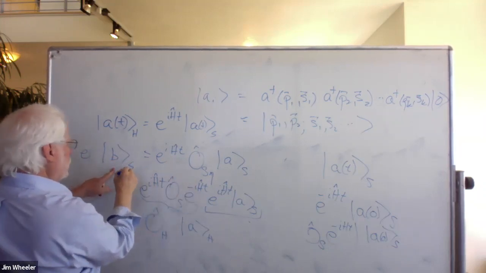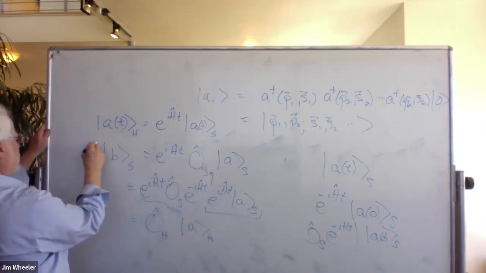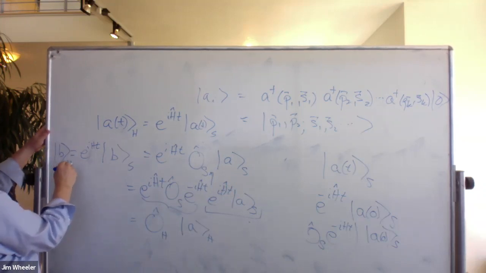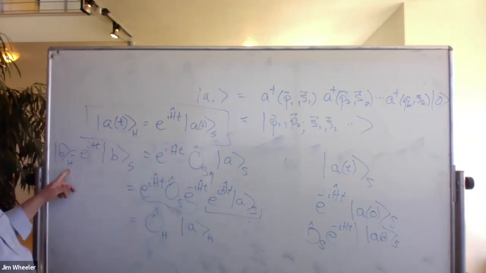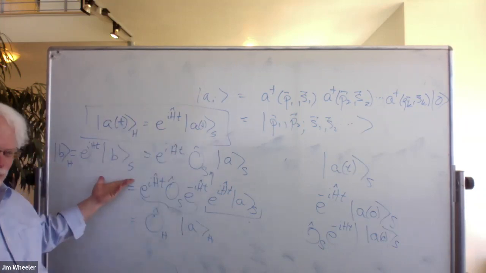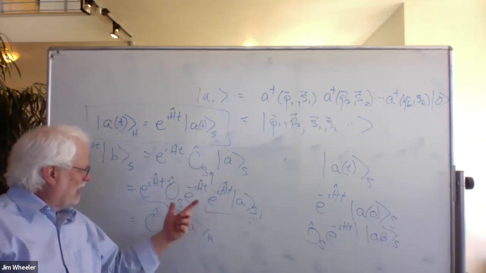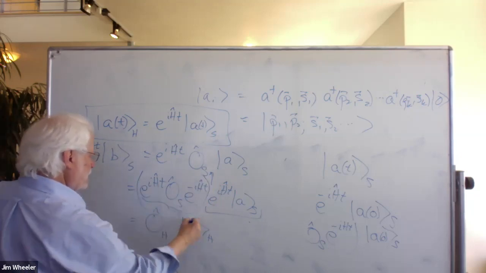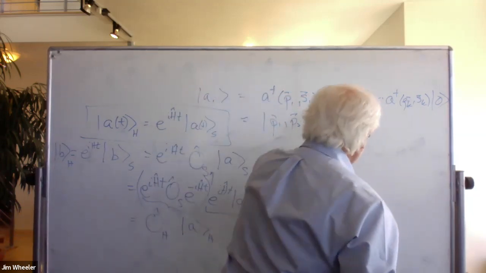Right? B Schrodinger is O acting on that, and then we have e to the iHt. So this is B Heisenberg. So this defines our Heisenberg states. B Heisenberg is e to the iHt on B Schrodinger. B Schrodinger is O acting on A. We insert an identity and we find that this combination is the Heisenberg operator for O.